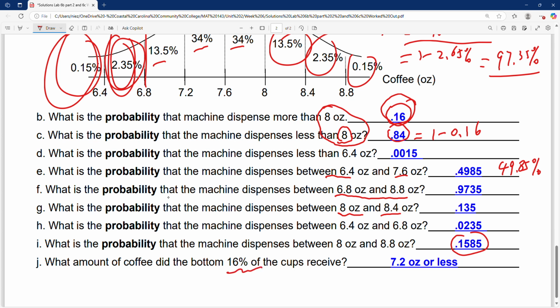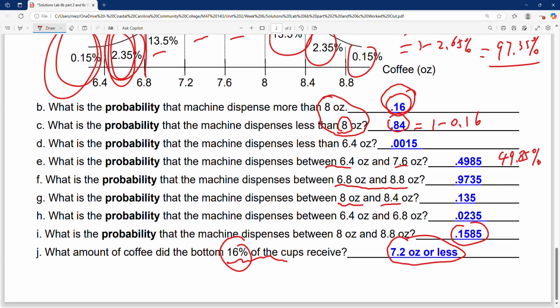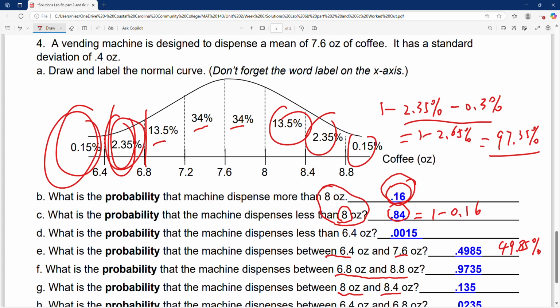Again, what's the amount of the bottom 16%? You can show the answer like this: 7.2 ounces or less. If you forgot "or less," then it will be wrong. Okay, that's it for this lab.